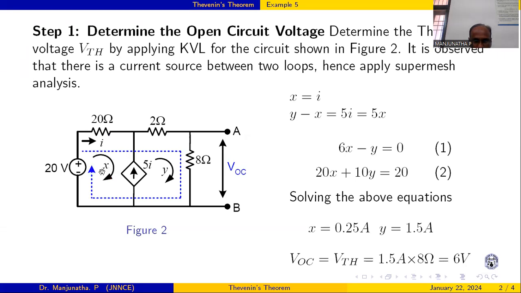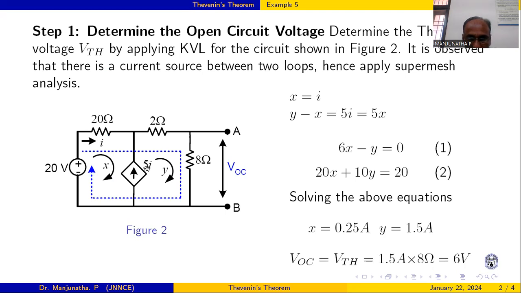Now look at this one. I am creating two meshes here. One is X, another one is Y. Between these two meshes or loops, there is one current source here, the dependent current source, phi I. Whenever there is a current source between two meshes, we call it a super mesh. So we'll use the super mesh technique and solve for these two currents X and Y.